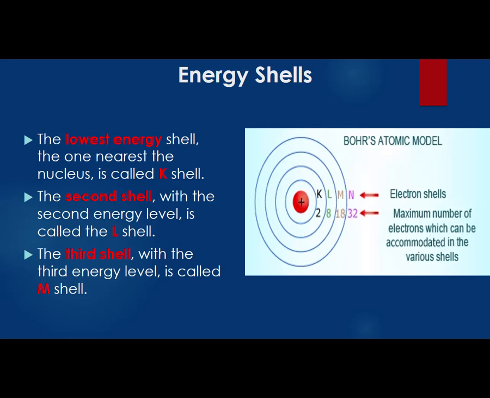So the first one is the closest one, the first shell, whose name is K, capital letter K. Then the second shell, with the second energy level, is called the L shell, which you denote by capital L. Then the third shell, with the third energy level, is called the M shell.